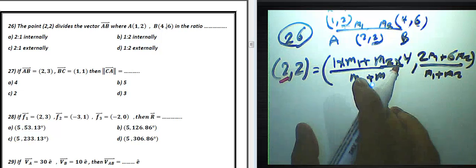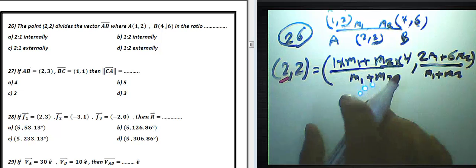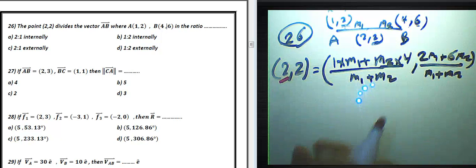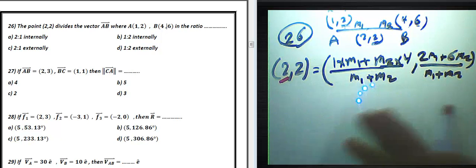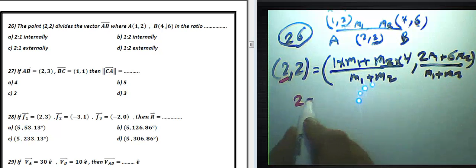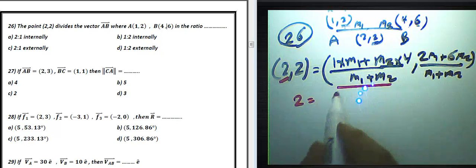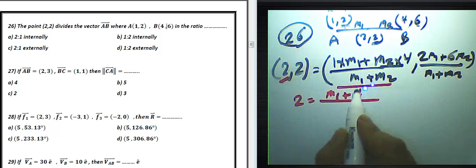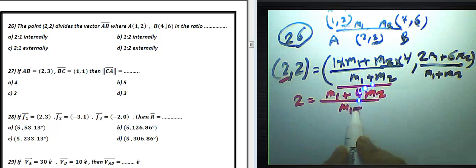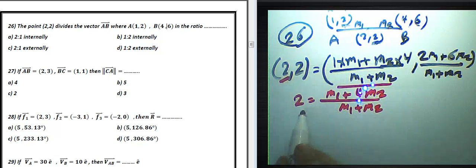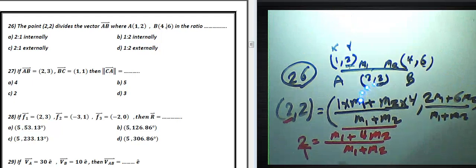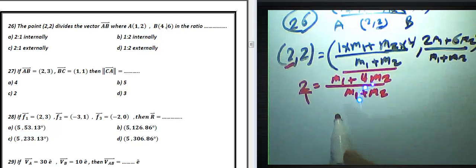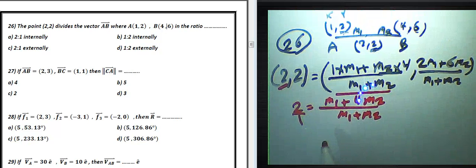If the result is positive, the division is internal, and if the result is negative, it means the division is external. Okay, I will write first equal first. 1 multiplication M1 plus 4 M2 over M1 plus M2, and then simplify it, the product of extremes equals the product of means in this example. Okay, it's very easy for you.